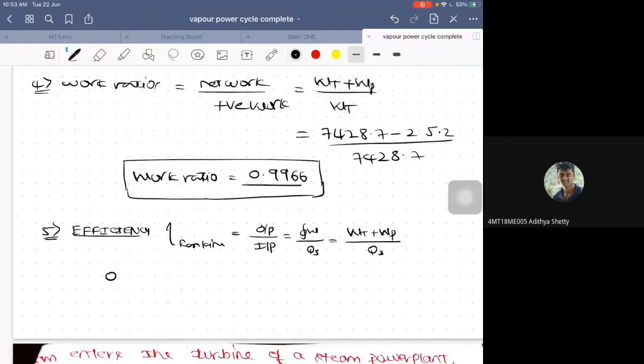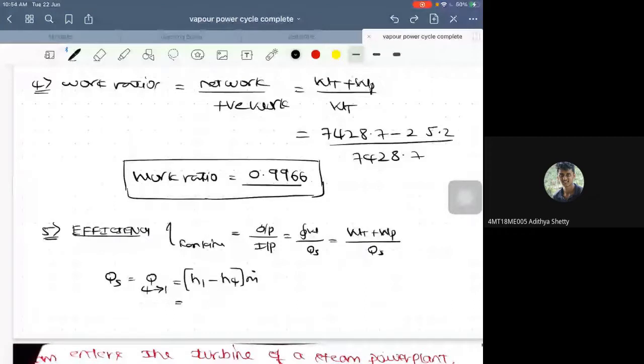So how do we substitute QS? Heat supplied is from where to where? From 4 to 1. For heat it is final minus initial, so H1 minus H4. Since the value of m dot is given, multiply it so that you get the result in kilowatts.